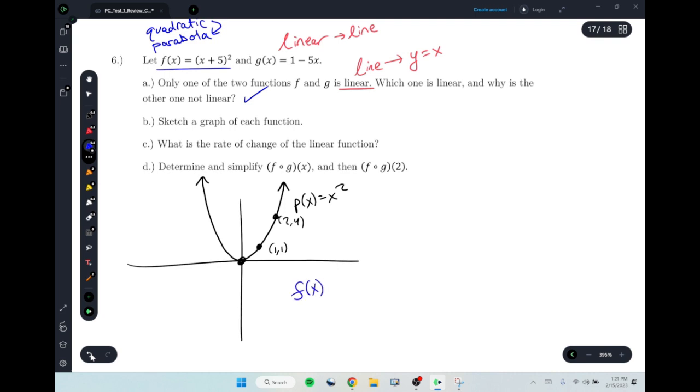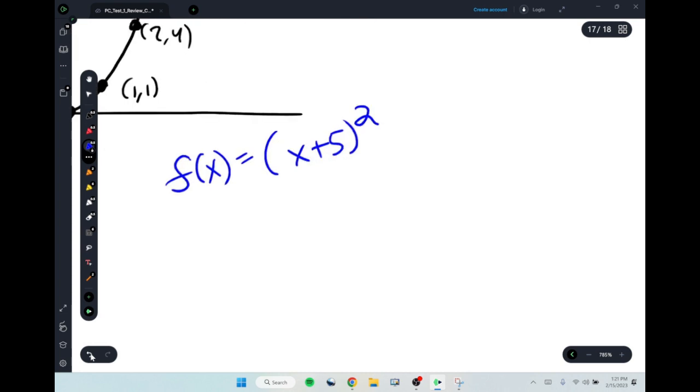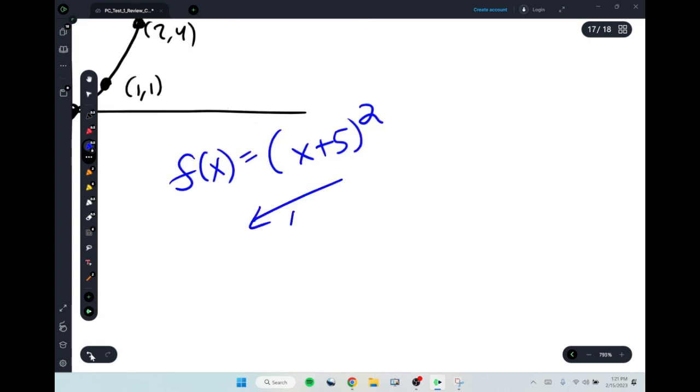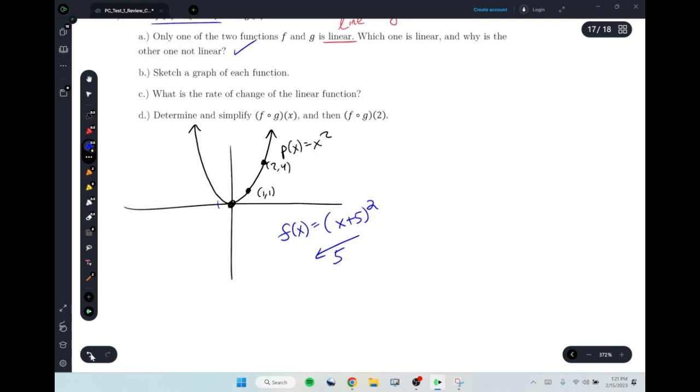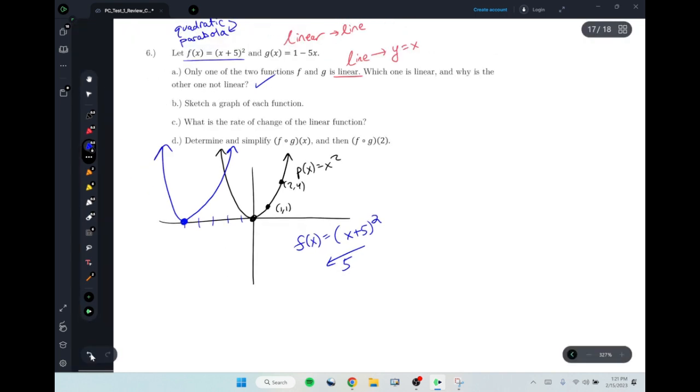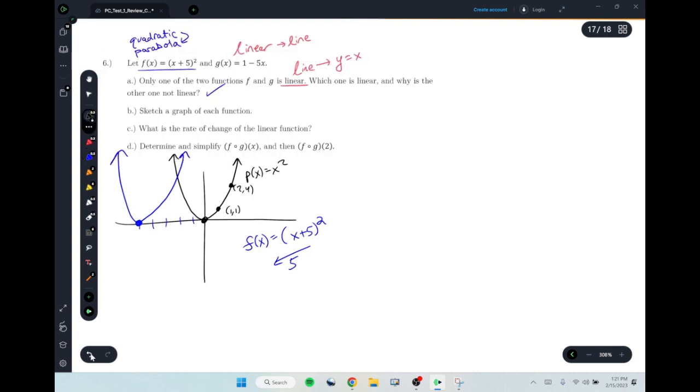F of x is not that. F of x is parentheses x plus 5 squared. That's a shift. That's a left 5 shift. So we're going to take the exact same parabola and go 1, 2, 3, 4, 5. Dot. And just shift it. Sketch a graph of each function. That's the blue graph.